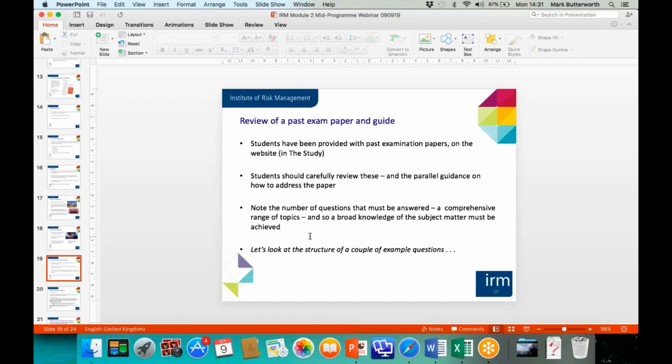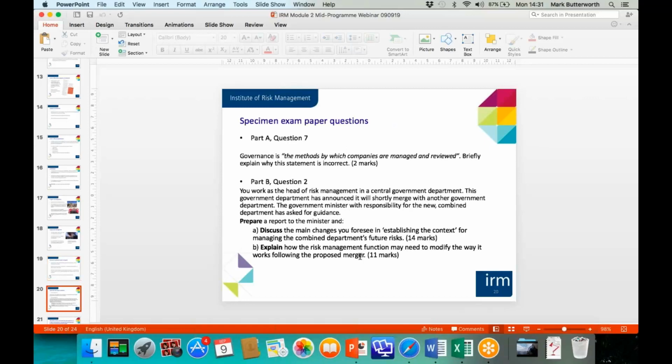You've got to be really careful about making sure you understand the number of questions that must be answered. There's quite a range of topics, so broad knowledge of the subject matter must be achieved. Just to illustrate, there are 2 slides coming up. These are real exam questions from past papers, so look at the structure. In part A, you may have to answer 18 or 20 questions, and they are generally pretty short. Here's one: governance is, and here's the quote, briefly explain why this statement is incorrect.